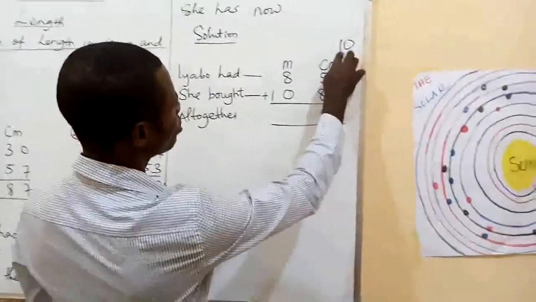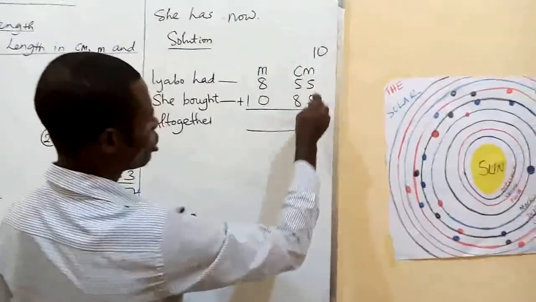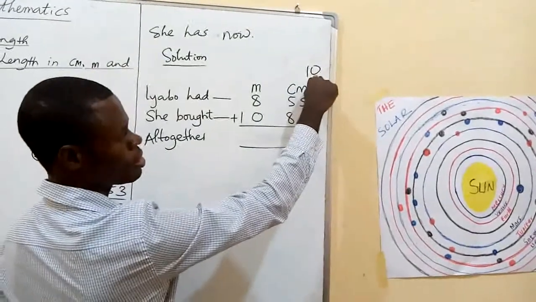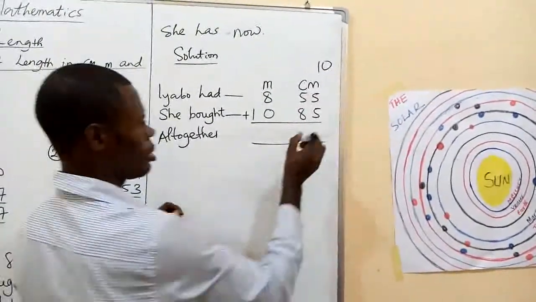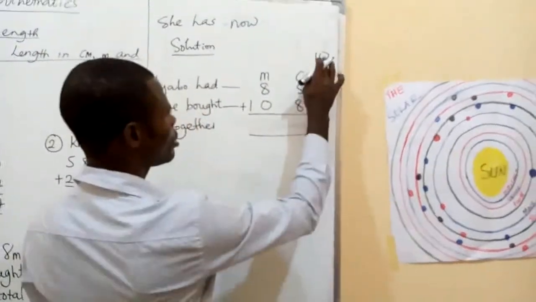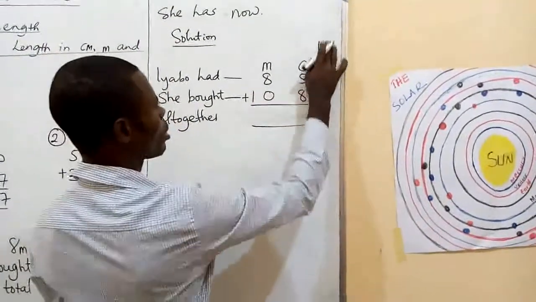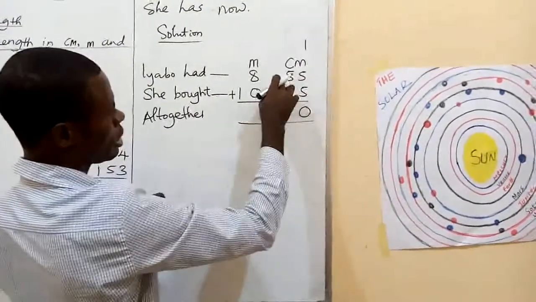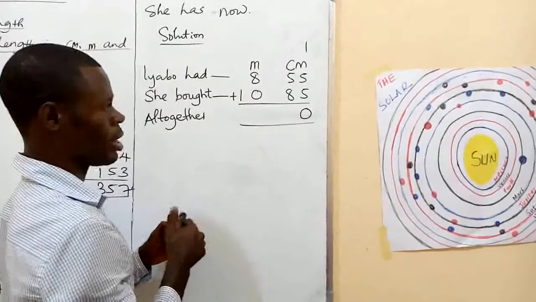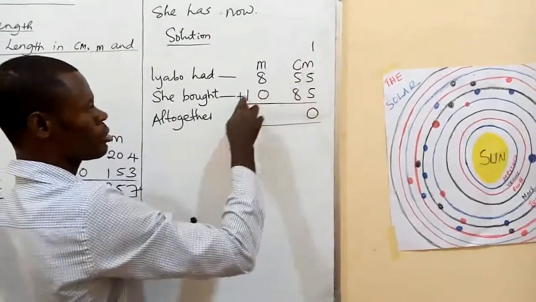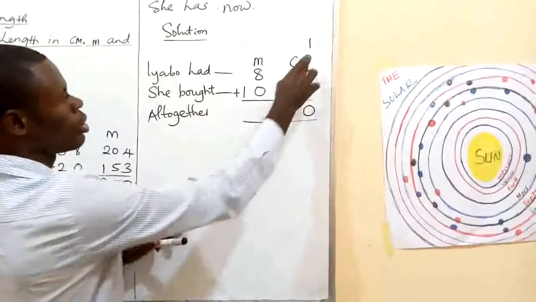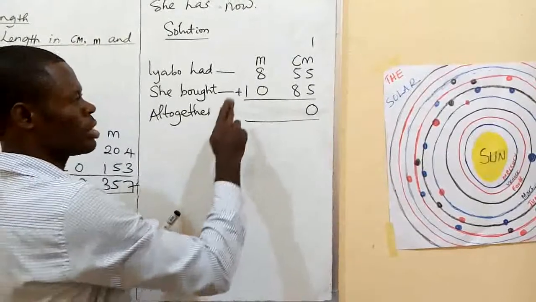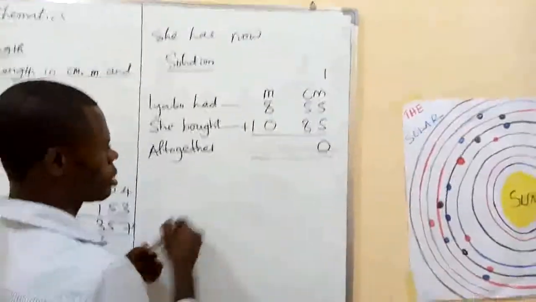You don't write 2-digit numbers under one column. So what do you do? You write the first digit from your right, which is 0. You write 0 and you carry over 1 to the next column. You carry over the 1 to the next column and you add it to the numbers there. So now you have 1 plus 5. 1 plus 5 is what? 6. And 6 plus 8 is what?